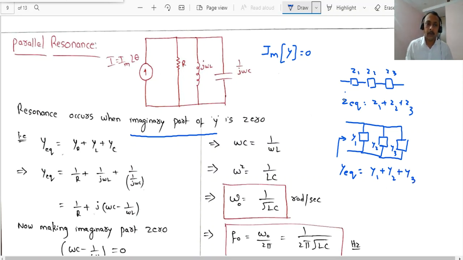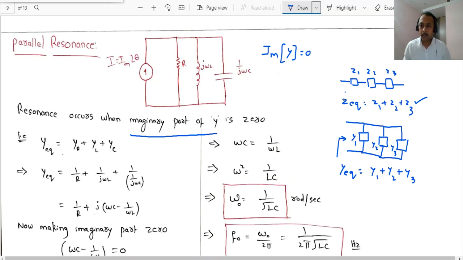The common mistake you may make is writing 1 by Y equivalent equal to 1 by YR plus 1 by YL plus 1 by YC, but that is wrong. If impedances are in series, then we add like this. But if admittances are in parallel, then Y equivalent equals Y1 plus Y2 plus Y3. Of course, if impedances are in parallel, then 1 by Z equivalent equals 1 by Z1 plus 1 by Z2 plus 1 by Z3. That is correct.